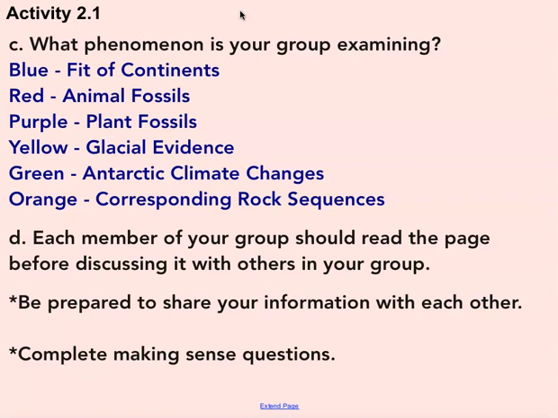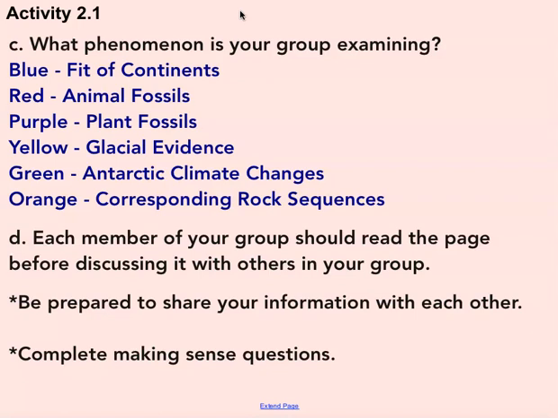If you're the blue team, you're going to do the fit of the continents. If you're the red team, you're going to do animal fossils. If you're the purple team, plant fossils. Yellow, glacial evidence. Green, Antarctic climate changes. And if you're the orange team, the corresponding rock sequences.